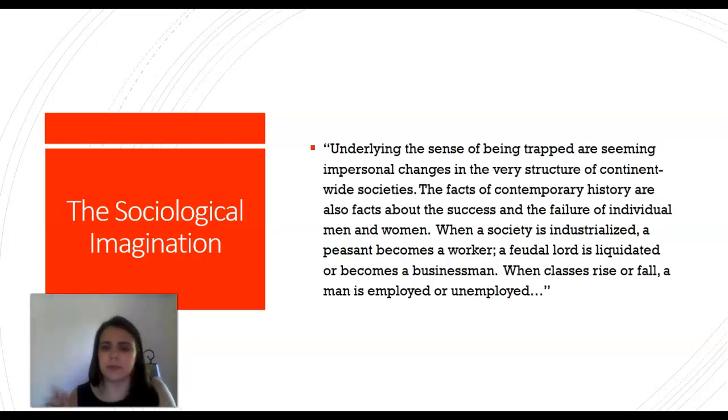So he goes on to say, underlying the sense of being trapped are seemingly impersonal changes in the very structure of continent-wide societies. The facts of contemporary history are also facts about the success and the failure of individual men and women. When a society is industrialized, a peasant becomes a worker, a feudal lord is liquidated or becomes a businessman. When classes rise or fall, a man is employed or unemployed.